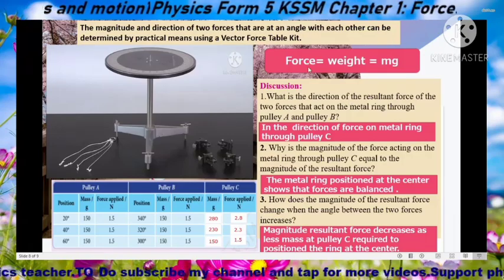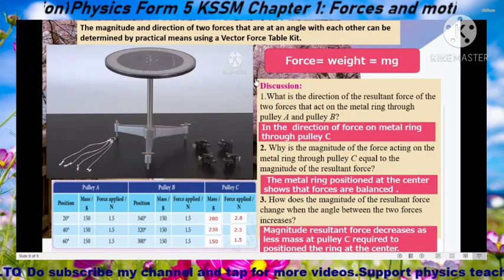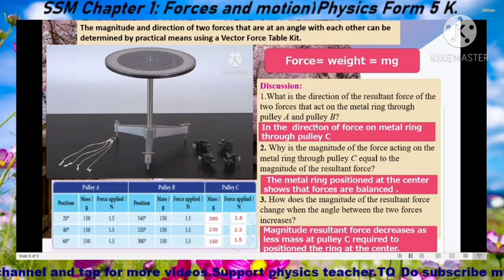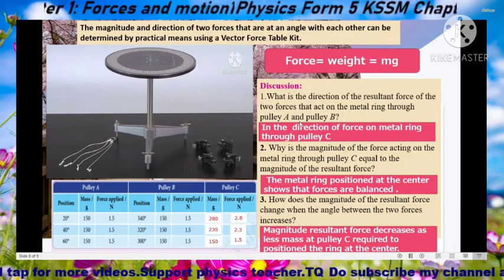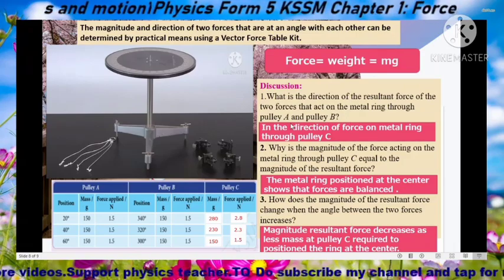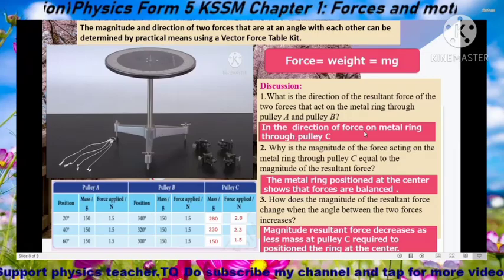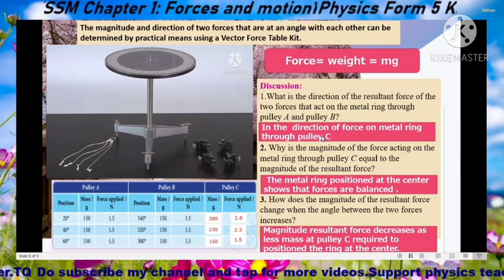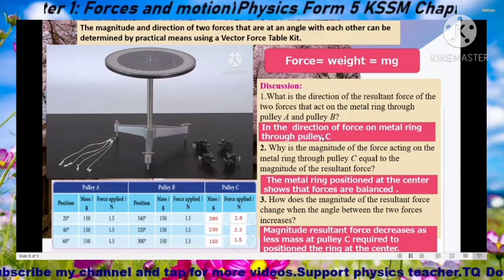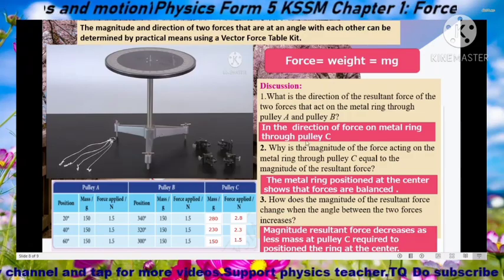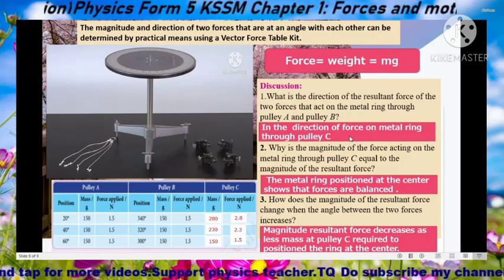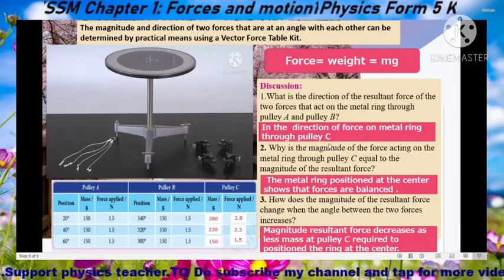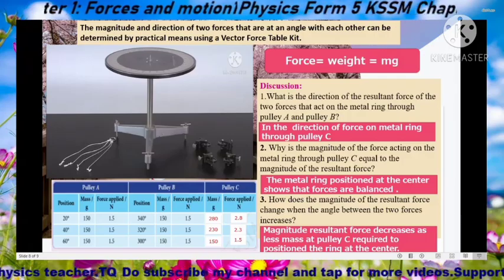Okay, let's discuss some of the questions here. What is the direction of the resultant force of the two forces that act on the metal ring through pulleys A and B? It is in the direction of the force on the metal ring through pulley C. So we just look at the direction of pulley C, and that will represent the direction of the resultant force.